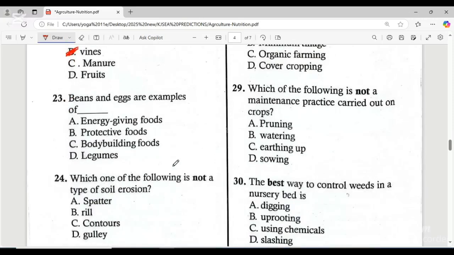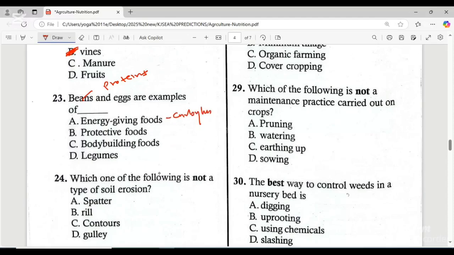Beans and eggs are examples of what? Energy-giving food, protective foods, bodybuilding foods, legumes. Remember, these are proteins. So proteins are energy-giving food? No, these are carbohydrates.